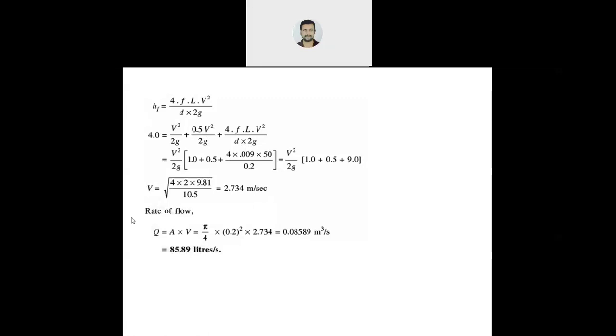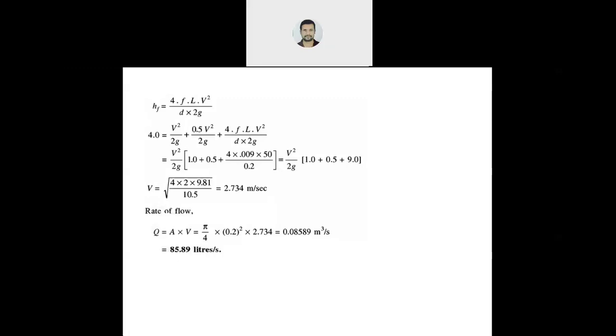Now, our final aim is to find the rate of flow, which is given by area into velocity. Area you know is pi by 4 d², because diameter is given, and velocity you have found just now. So your flow rate will be this much meter cube per second. In terms of liters, multiply with 1000. When you multiply with 1000, you will get liters per second. So this is how you will solve the problem. I hope the theory is clear as well as how to solve the problem.